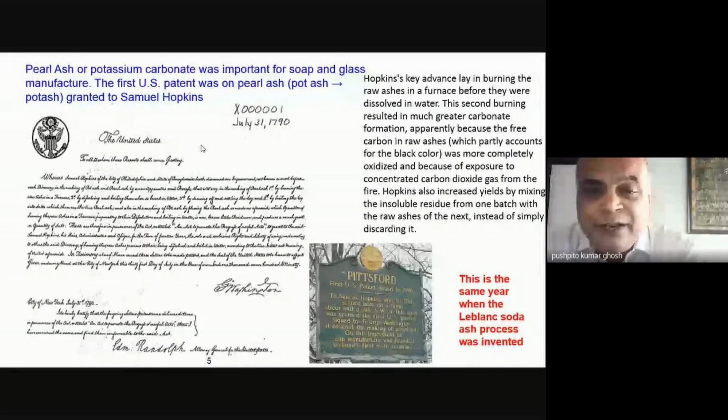Okay, let's now go to sodium carbonate. Now this is again something extremely interesting. I don't think you know this information. In fact, I myself didn't.